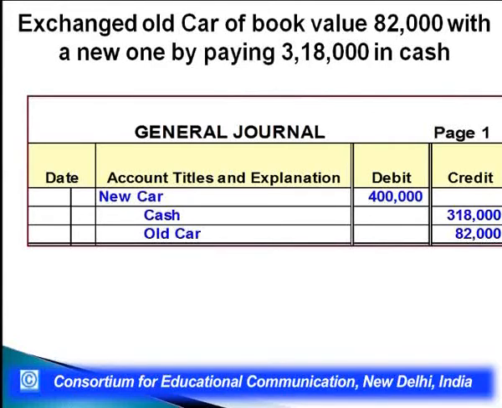The same thing can now be understood with the help of the normal balance rule. The normal balance for assets and expenses is debit. The normal balance for liabilities, capital and revenue is credit. This is what we already know. I discussed it in the last lecture.